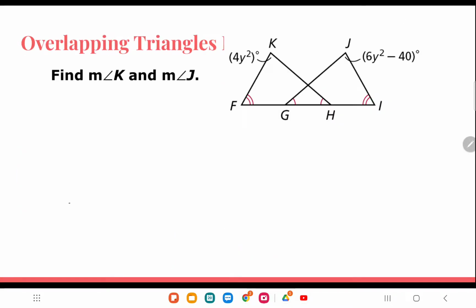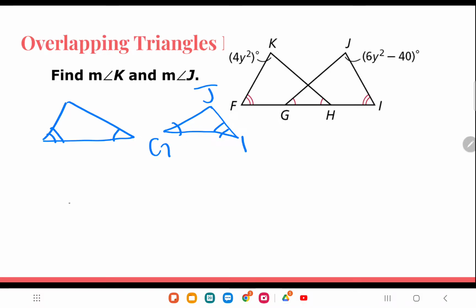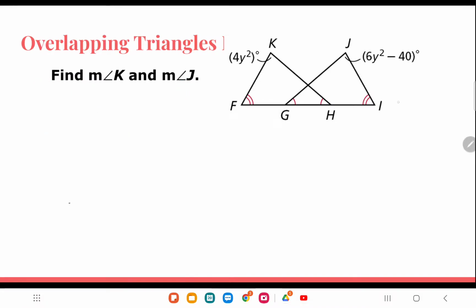Okay, we may have overlapping triangles. It can be helpful in cases like this to redraw the triangles so it's clear what we're working with. So here's my really poorly redrawn triangles. There's G, I, J. There's K, F, and H. And by the third angles theorem, I can see that K and J are going to have to be congruent to each other. So let's use that as we start this problem.